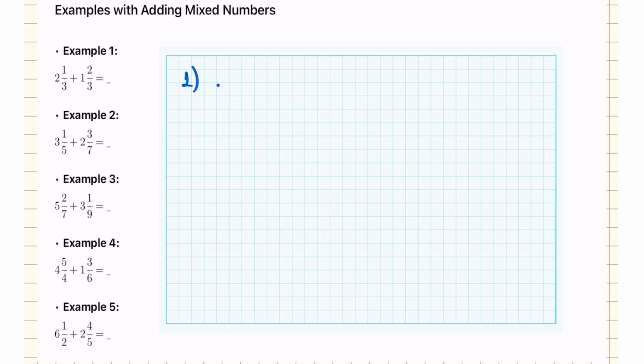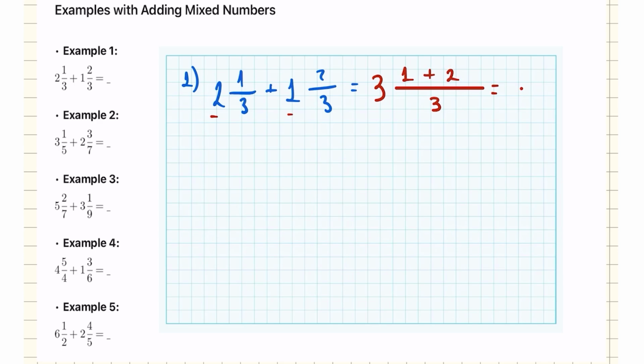We have 2 and 1 over 3 plus 1 and 2 over 3. As I said, we just need to add whole numbers. We will get 2 plus 1 is 3. And then we see that in the fraction part, we have a common denominator, so we just add the top parts. Common denominator 3 stays the same, and we write 1 plus 2 over 3. So the answer is 3 and 3 over 3. We know that 3 over 3 is actually 1, so in total we get 4. That's the first answer, 4.